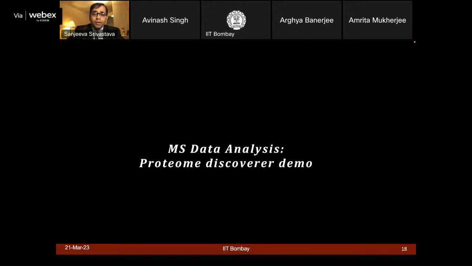approaches. So very quickly, let me request Dr. Arghya Banerjee to give a short demonstration of one of the software which can be used for the mass spectrometry data analysis, known as the Proteome Discoverer. There are actually many other software available as well. One which is gaining momentum right now is MS Fragger. Additionally, MaxQuant is software. But Proteome Discoverer, we will take a very short demonstration now. Arghya, you want to share your screen now?